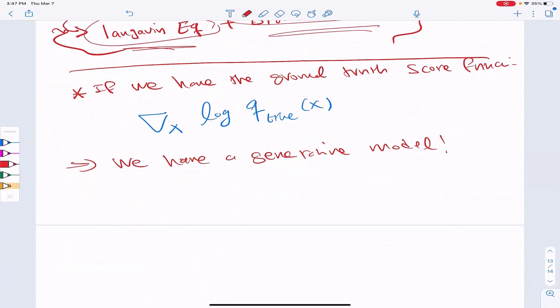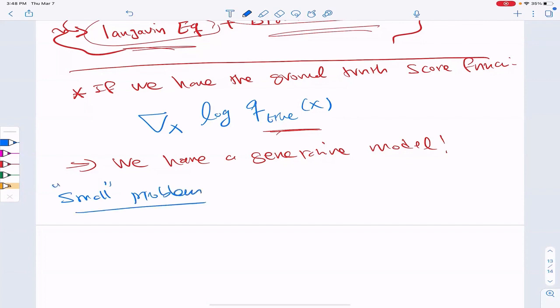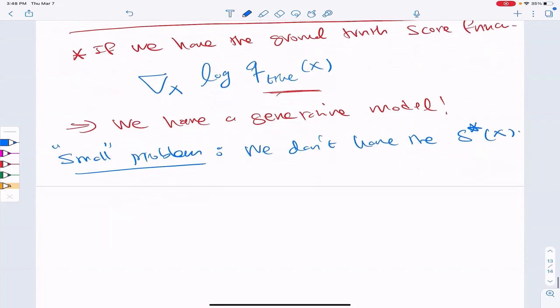Okay, but there's an obvious question here. We don't have the ground truth score function because we don't have the underlying distribution, Q, the density of the samples that we want to generate. If we had Q true, then what are we doing, right? I could just take samples from that distribution. So it's a small problem, in quote unquote. We don't have the ground truth score function, S star of X. It's a block, right? So it's a hurdle. So how can we deal with this problem?